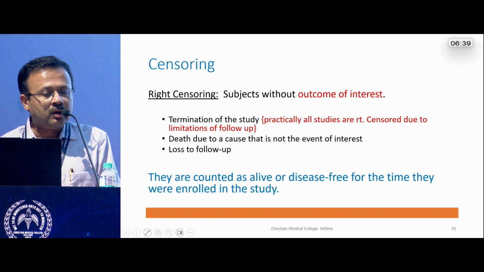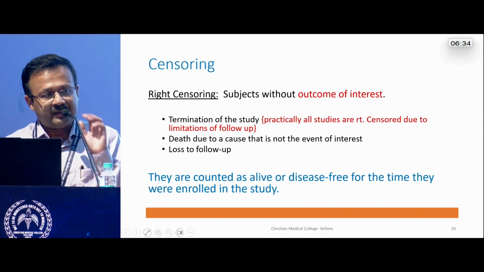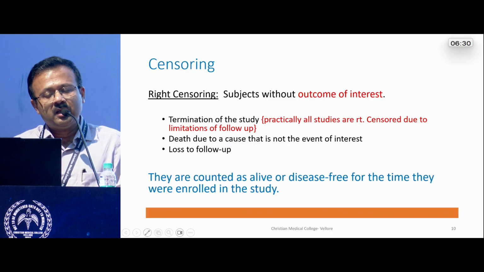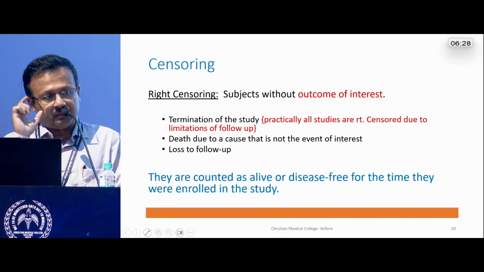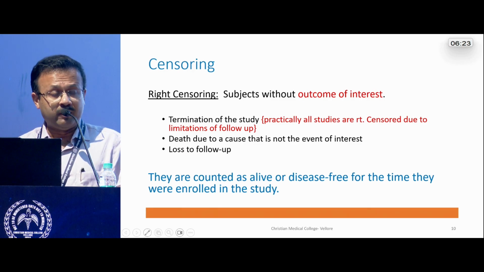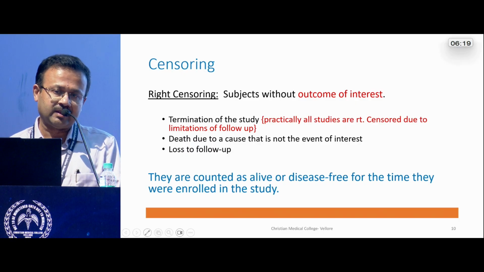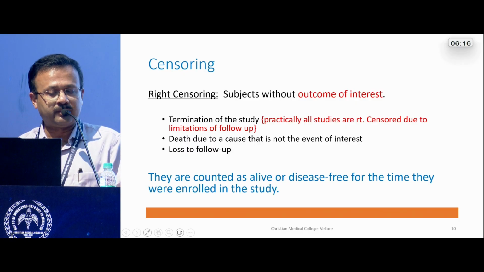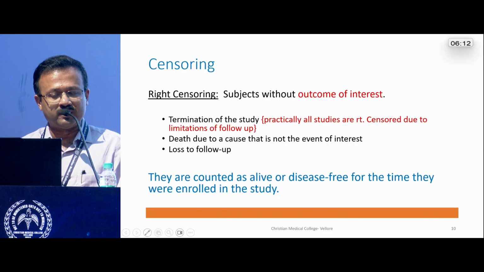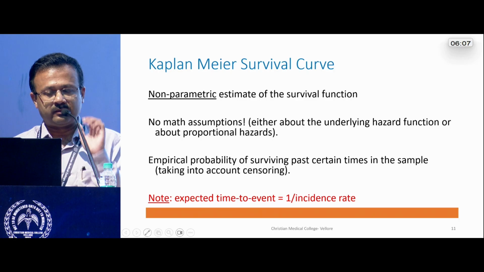So all of this is right censored. Now the advantage of right censoring, when there is a loss to follow-up, is that for the period the patient was in the study, he was alive, and we use that data as well. That is the strength of survival analysis: using the data of that patient even after loss to follow-up, during the period he was in the study. Maybe we'll go with examples in the following slides.